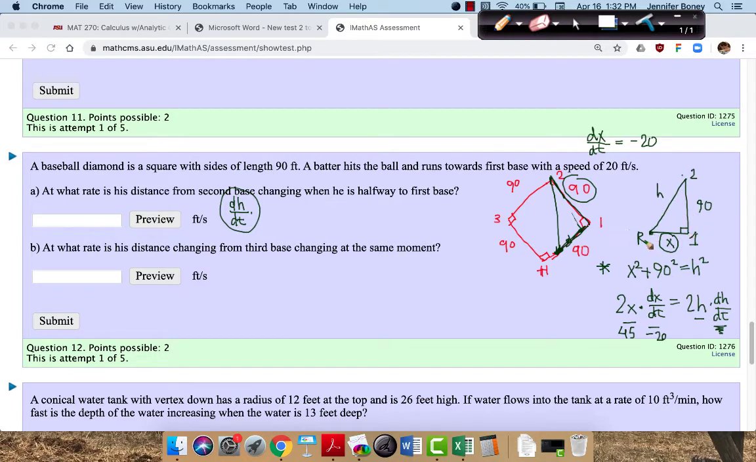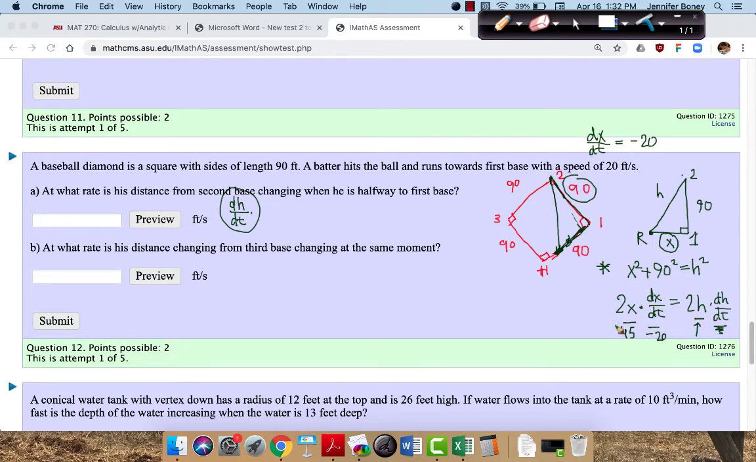This is also going to be a 30-60-90 triangle or something, isn't it? No, it's not. Sorry. I was thinking of the wrong two sides. But in any case, I can solve for this. 45 squared plus 90 squared, take the square root, and I get H. So I actually kind of know H, but then I have to solve for dH/dt anyway.